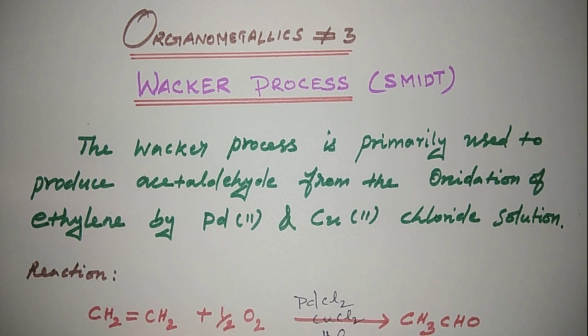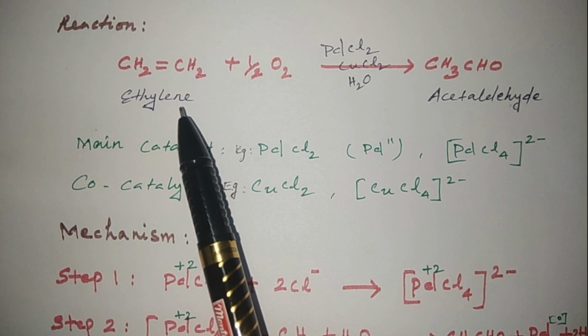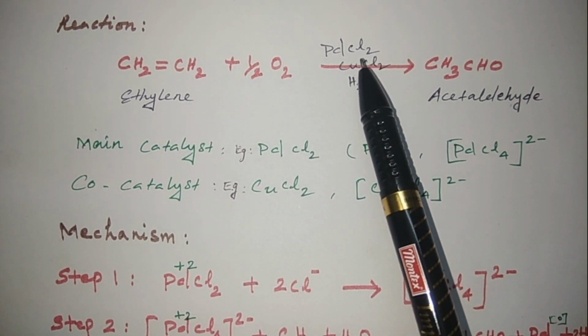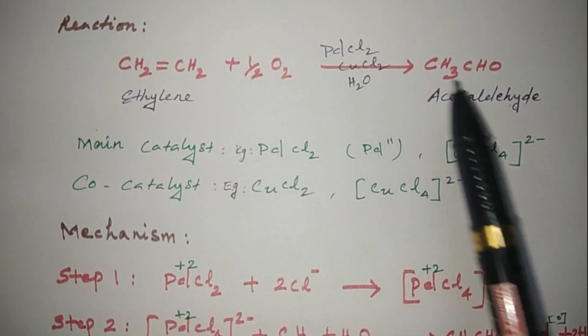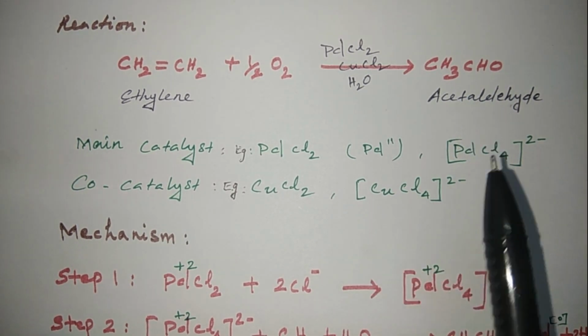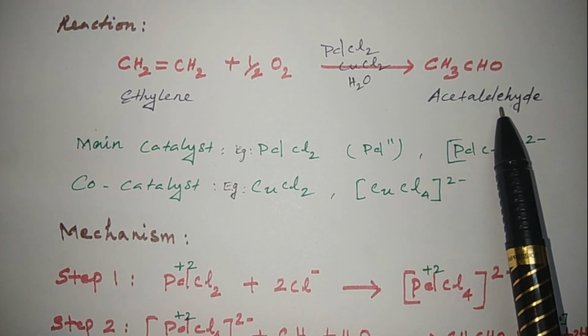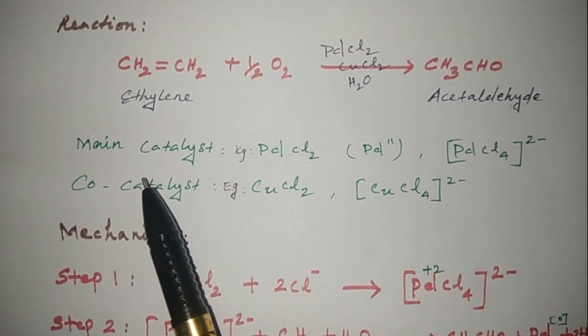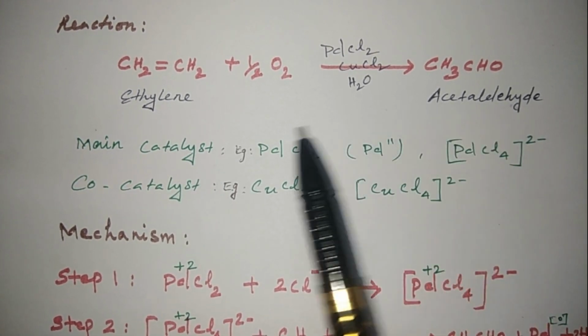The process involves addition of molecular oxygen to an olefin in presence of a catalyst and co-catalyst to obtain carbonyl derivatives. The reaction is like that: ethylene, addition of molecular oxygen in presence of a catalyst palladium chloride and copper chloride gives acetaldehyde as a product. First of all, we have to discuss the formation of acetaldehyde from ethylene. After that we will discuss acetone from propene.